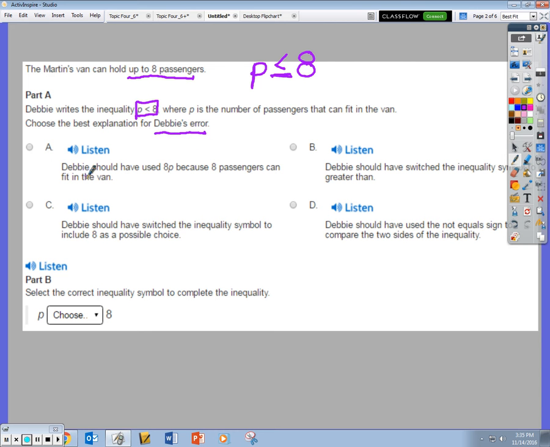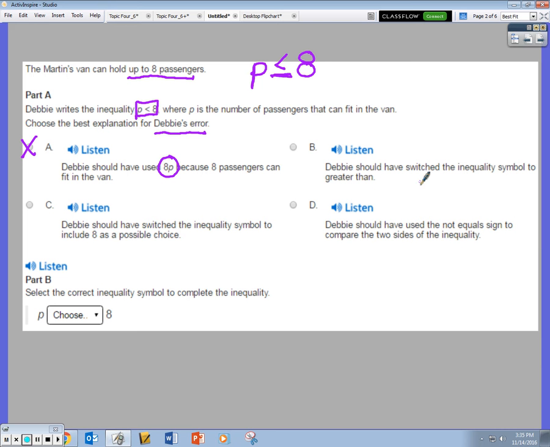Deb should have had P times 8, or 8 times P, because 8 passengers can fit in the van. Well, this is multiplication here. That means I'm multiplying the number of people that can fit in the van and how many vans. That doesn't make any sense, so it can't be A. Deb should have switched the inequality symbol to be greater than. So Deb should have said P is greater than 8? Well, it can hold up to 8. It can't hold more than 8, so that doesn't work.